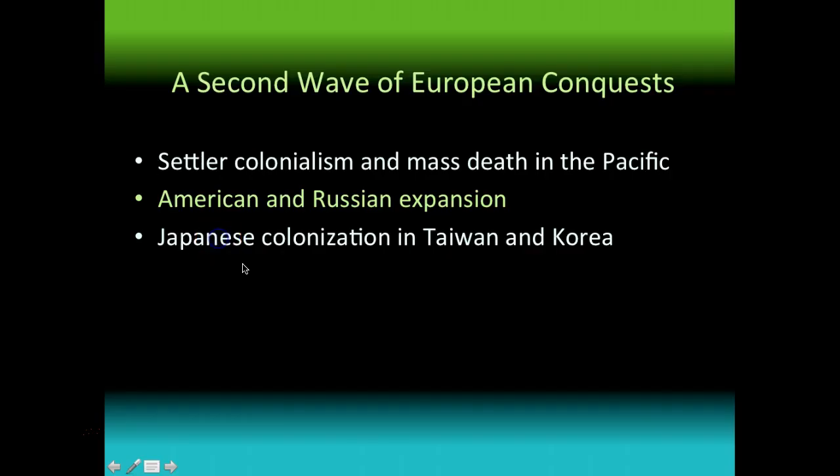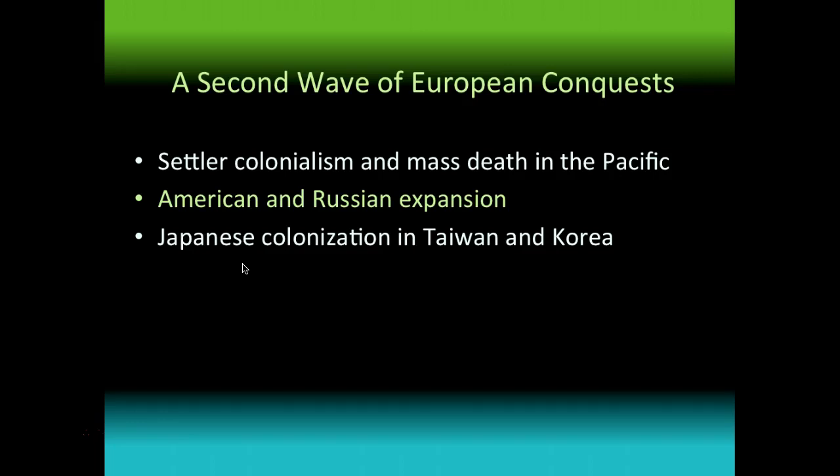To touch upon a couple other places, there was kind of a second wave of European conquests with settler colonialism and mass death in the Pacific. In places like Australia, New Zealand, and Hawaii, these were isolated populations that were invaded by white settlers and, once again, their diseases. And within a few generations, the indigenous populations had become almost completely impoverished and displaced minorities in their own lands, with huge chunks of the population dying.